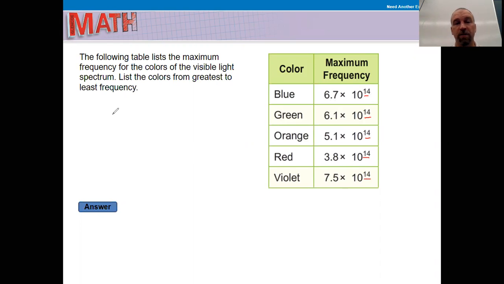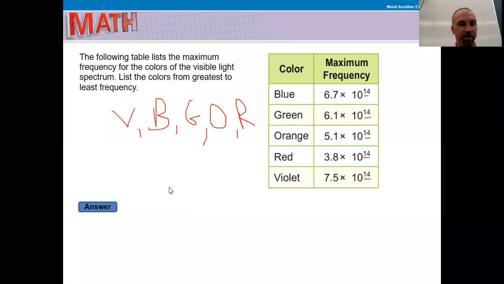So now the largest decimal is violet, and then it looks like blue, and then green, and then orange, and then red. Let's see how I did. Violet, blue, green, orange, red. But if any of these powers were bigger or smaller, we would immediately have a larger or smaller number without even looking at the decimal number.